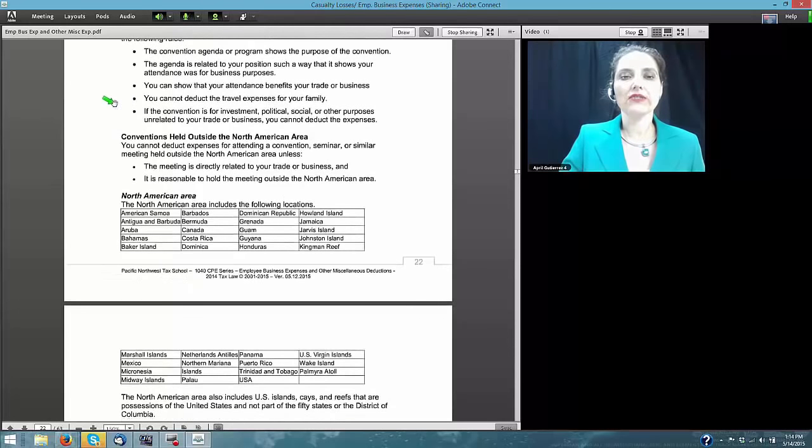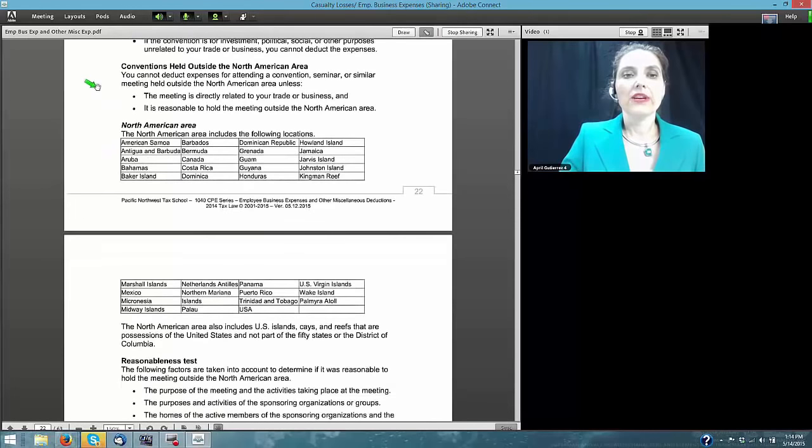You cannot deduct the travel expense for your family. If the convention is for investment, political, social, or other purposes unrelated to your trade or business, you can't deduct it at all. Now, for conventions held outside of the North American area, there are even more restrictions. You cannot deduct expenses for attending a convention, seminar, or similar meeting outside of the North American area unless the meeting is directly related to your trade or business and it is reasonable to hold the meeting outside of the North American area.